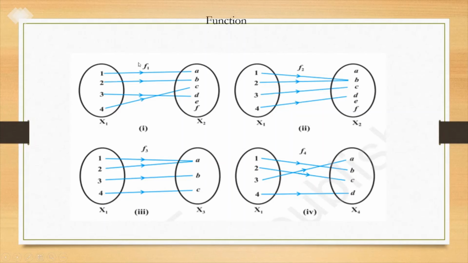So what about f1? Image of 1 is A, image of 2 is B, image of 3 is D, image of 4 is C. There is no element in X2 in which two arrows are going to the same member, right? So f1 is a one-one function. If small x1 and small x2 are different, then the corresponding images are also different. So that is a one-one function.